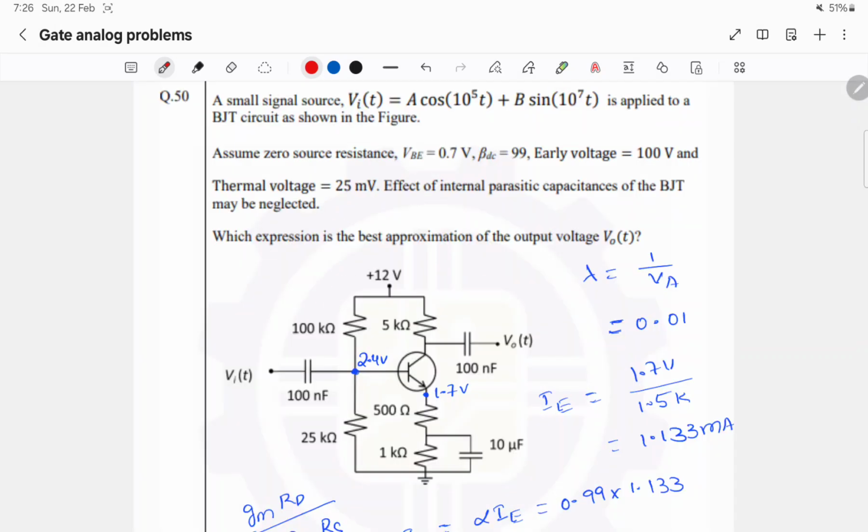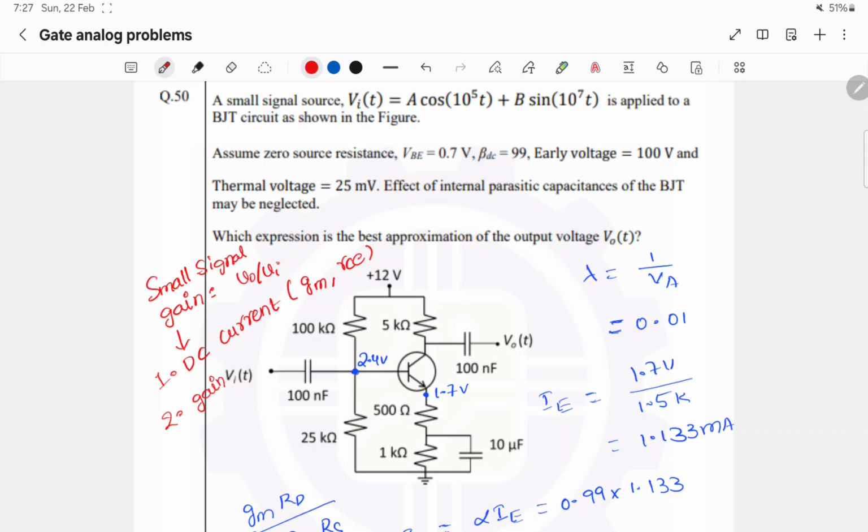In this question they are asking the small signal gain, V0 by Vi. We have to note that in order to find the small signal gain, we should know the DC current first. First point is to calculate the DC current. From this we have to calculate the DC parameters GM, RCE, etc. Then we can do the small signal analysis and find out the small signal gain.